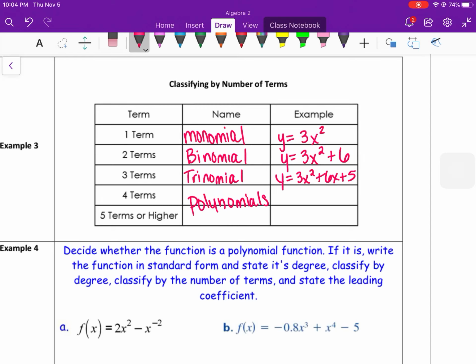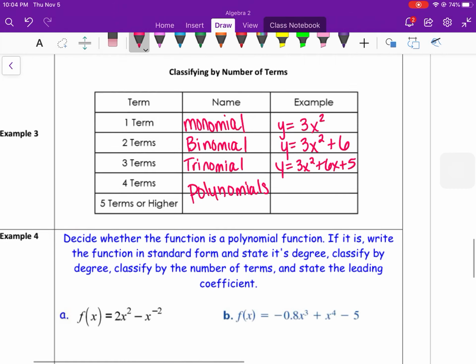Sometimes you hear quadrinomial, but very rarely do they actually use that term for four terms. So anything more than four terms.